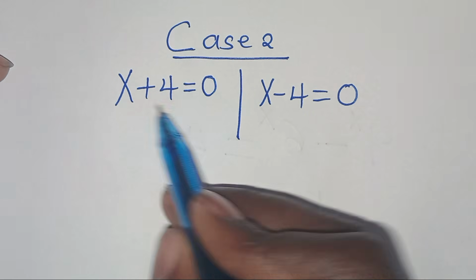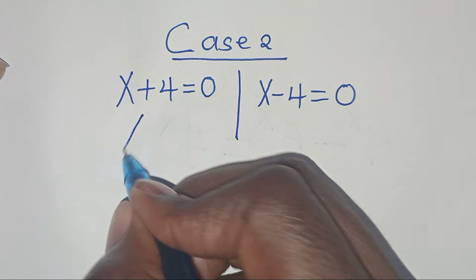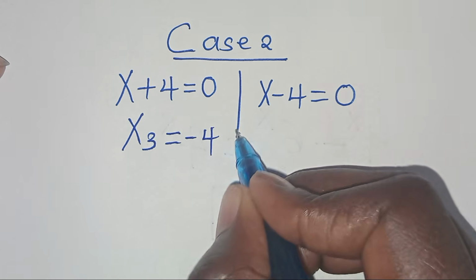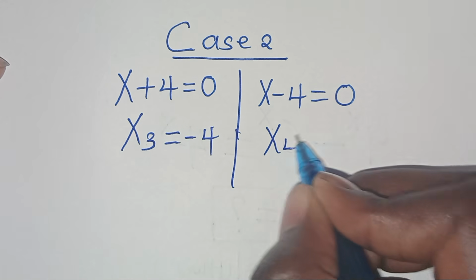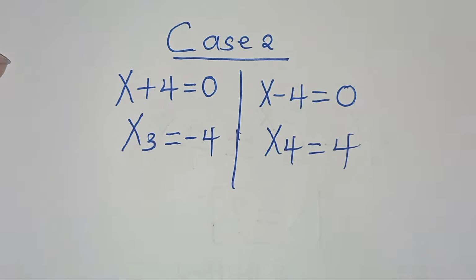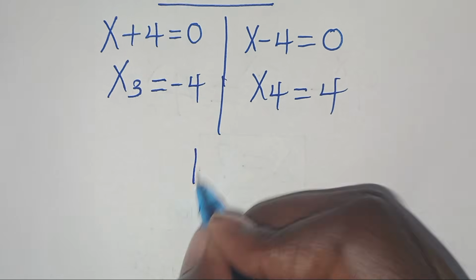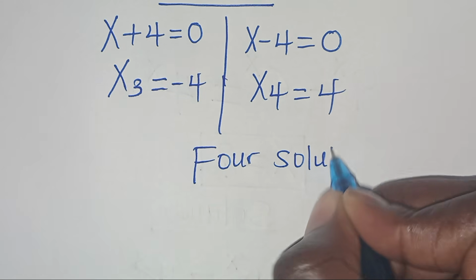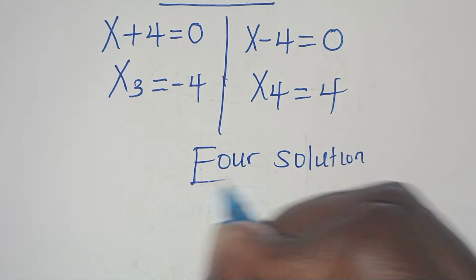So we have x plus 4 equal to 0, and this implies that x3 is equal to negative 4. And we have x4, which is equal to 4. So in other words, we have got 4 solutions to this algebra problem.